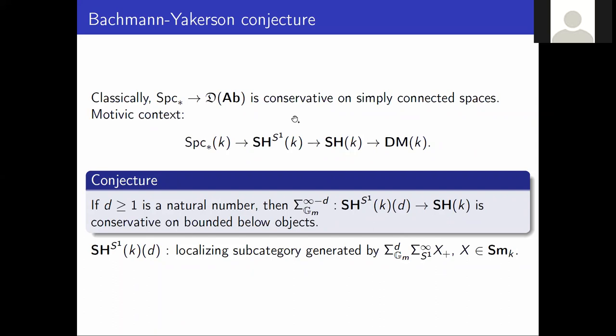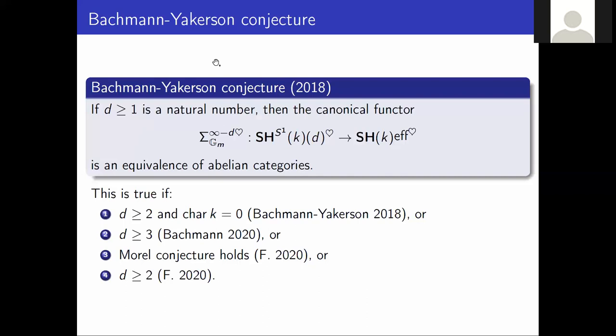And the conjecture is as follows. If you consider d a natural number, then you can consider the category generated by d-fold Gm suspension. And we would like to prove that it is conservative for at least d equals 1 on bounded below objects. This conjecture was studied by Bachmann and Yakerson, and they proved that in order to prove this, it suffices to prove this conjecture. So this is what I call the Bachmann-Yakerson conjecture. This is the true conjecture.